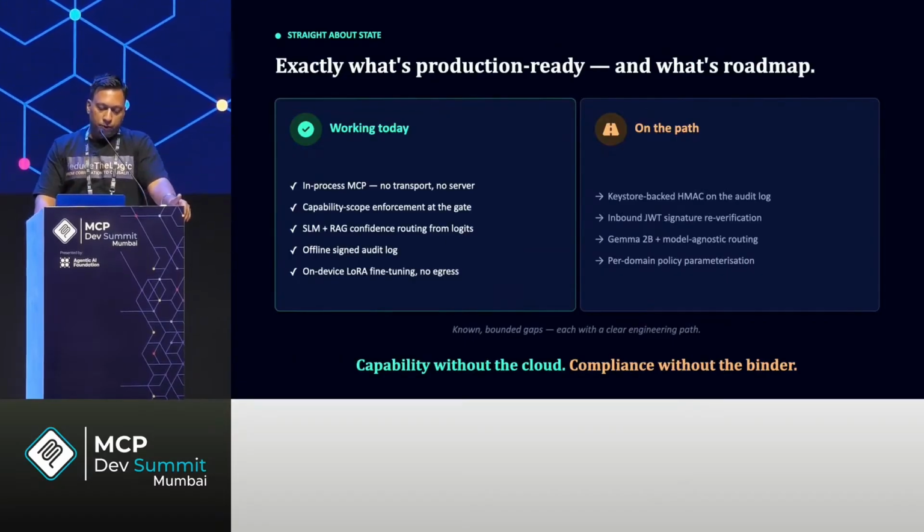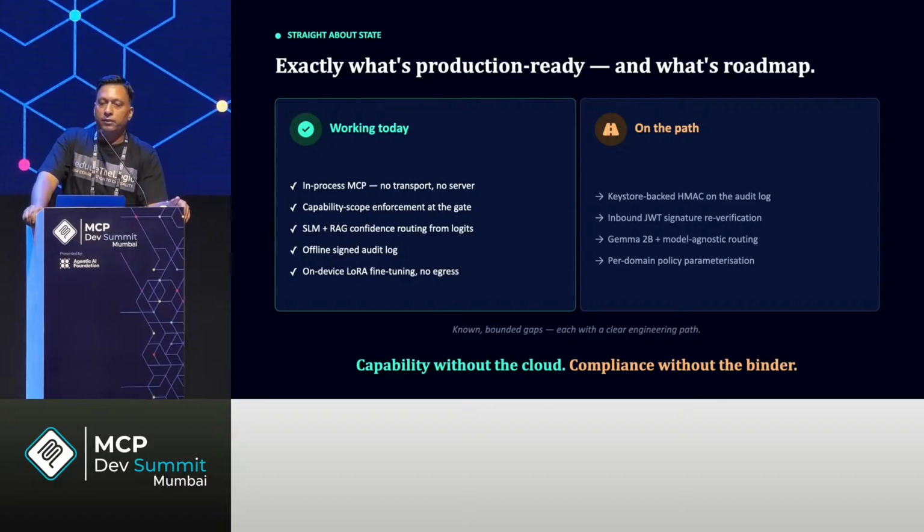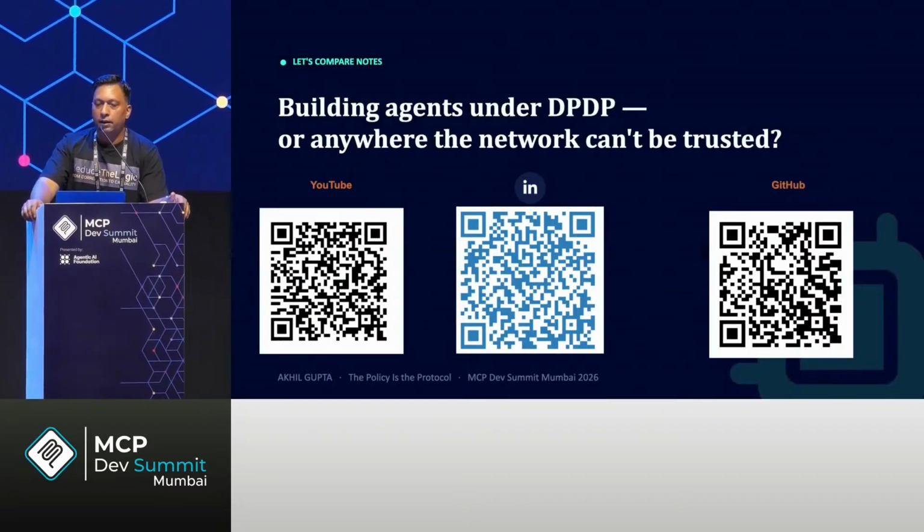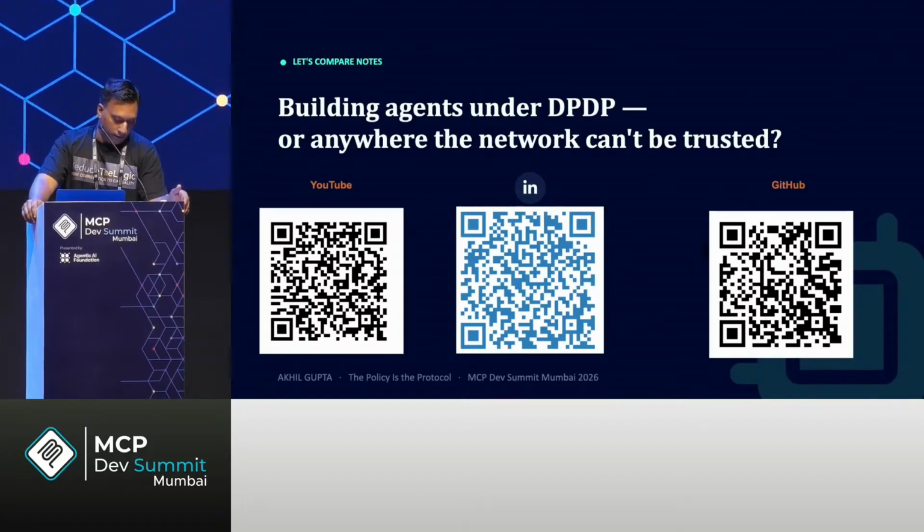So there are certain things that are working as of today, which you see on the slide, and certain restrictions. Since this is a prototype, we have certain engineering gaps as of now, but this is not a blocker. This can be hardened with time. And this is the last slide, where if interested, you can take this QR code, and I'll be happy to get in touch with you guys.